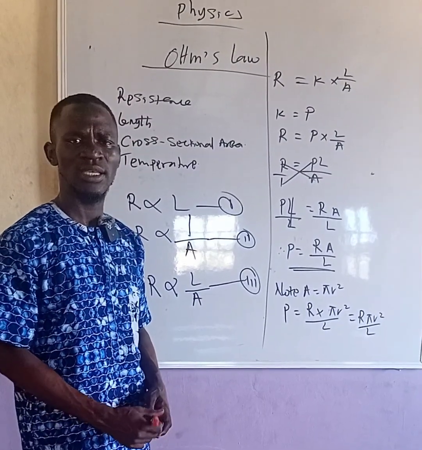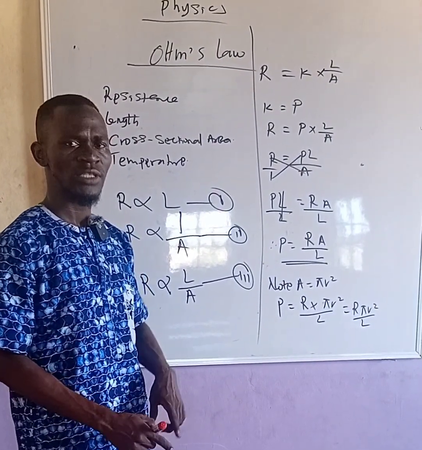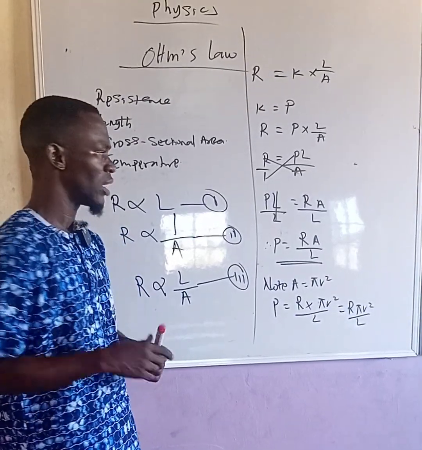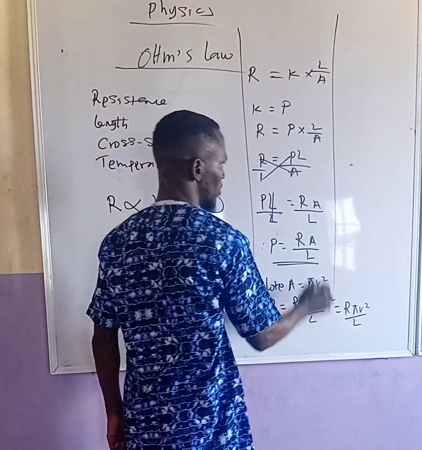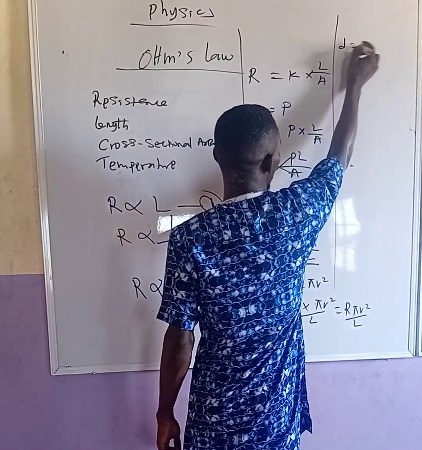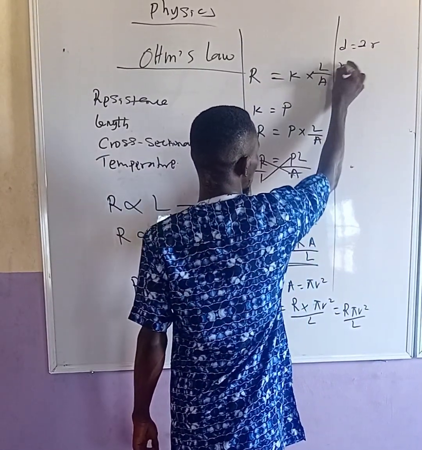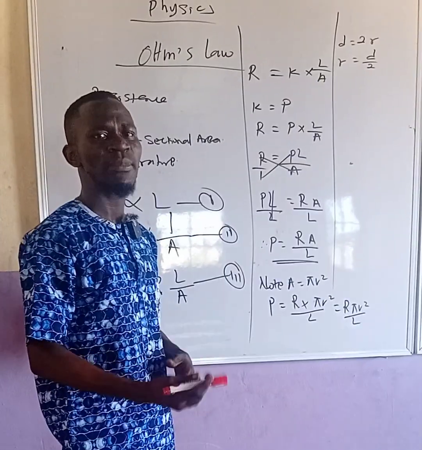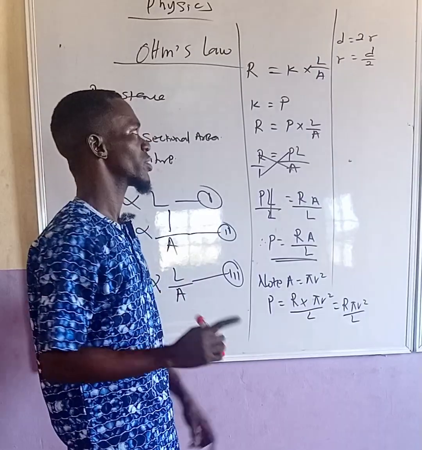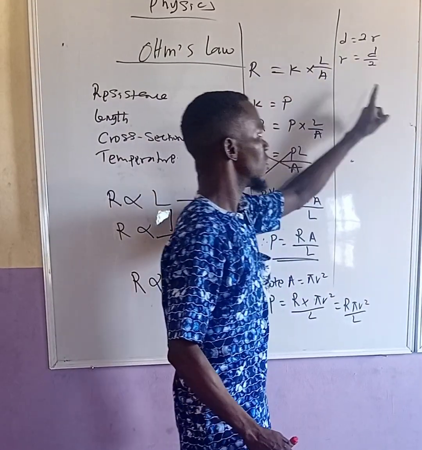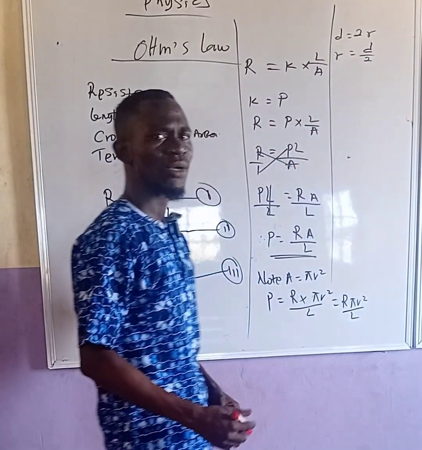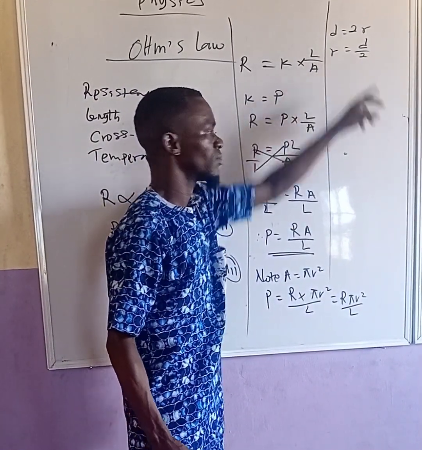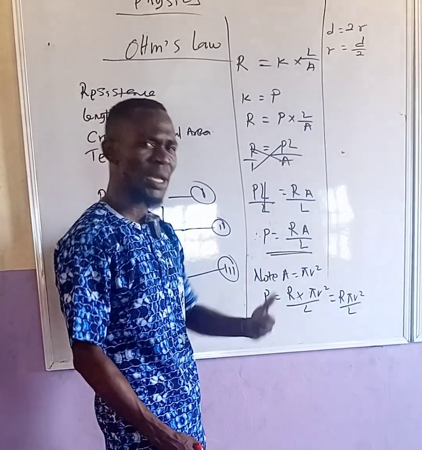Now, in some other cases, they will give you the diameter instead of the area. Just note that mathematically, diameter is equal to 2 radius, so 1 radius is equal to diameter over 2. If you are given diameter instead of radius, note that diameter is 2 radius and 1 radius is diameter over 2. So we're going to replace the radius here with diameter over 2, because we are given diameter, not radius.